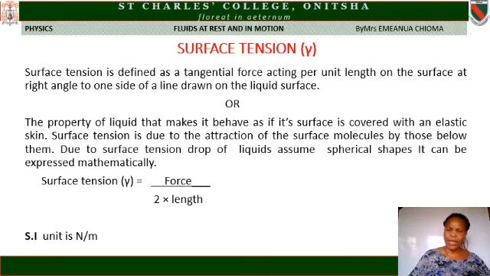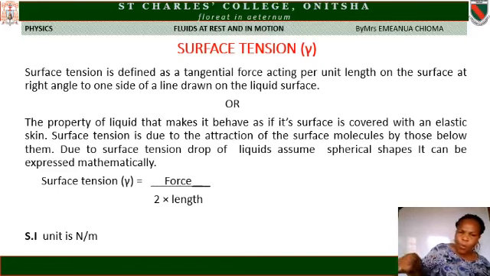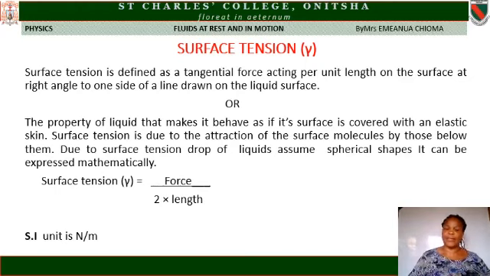Surface tension is represented by the Greek letter gamma, and it is expressed mathematically as force all over 2 times the length. The length is 2 times because we said one side of the line, it has to go one and come back. The SI unit of surface tension is Newton per meter.